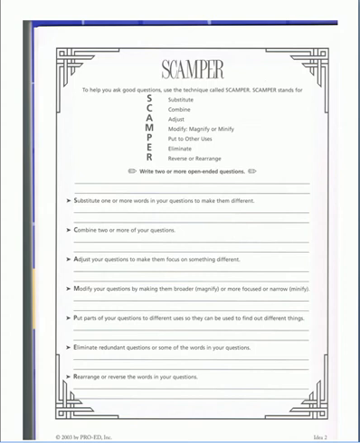So the first thing that you're going to do is substitute one or more words in your questions to make them different. Next, you could combine two or more of your questions. Another strategy is to adjust your questions to make them focus on something different. You could modify your questions by making them broader, magnifying them, or more focused or narrow, which is minifying them. Or you can put parts of the question to different uses so they can be used to find out different things. Or you might see that you can eliminate redundant questions or some of the words in your questions. And last but not least, you could rearrange or reverse the words in your questions.